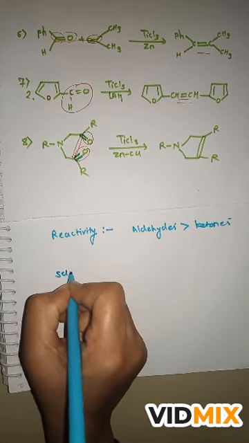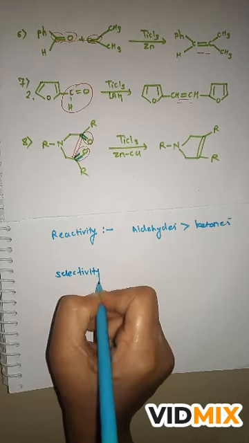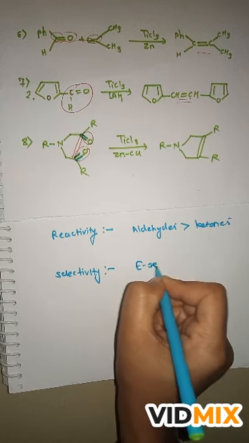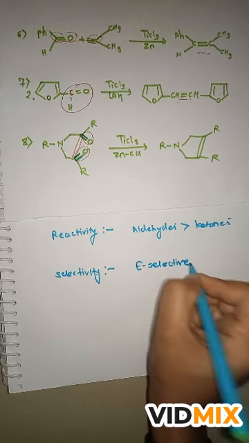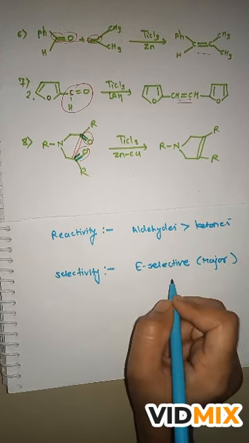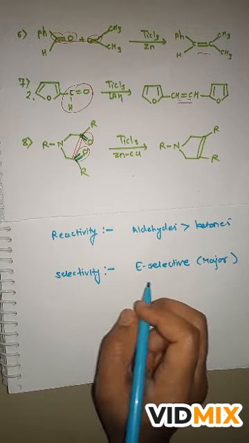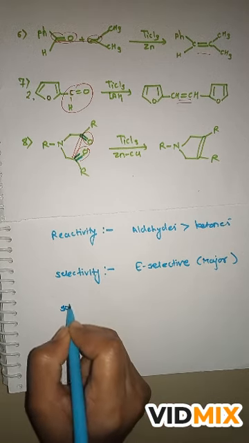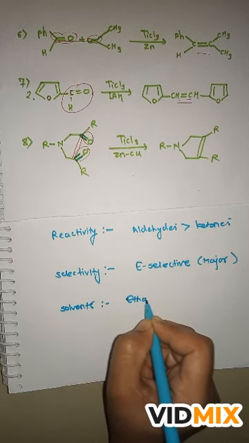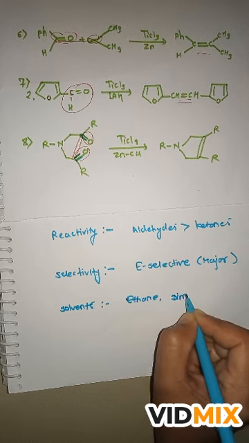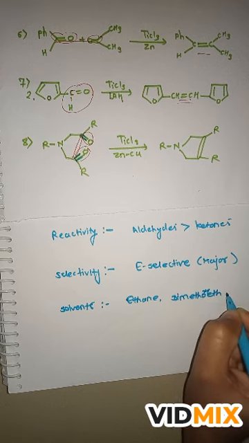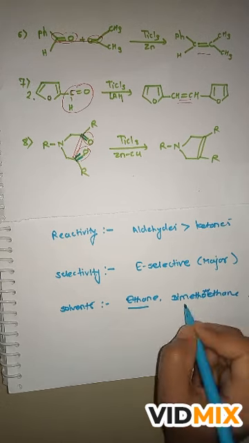Second, selectivity. McMurry coupling reaction is E-selective. Not always, but major. The formation of E-selective olefins is there in McMurry coupling reaction. And solvents. Generally the solvents used are THF and dimethoxyethane.